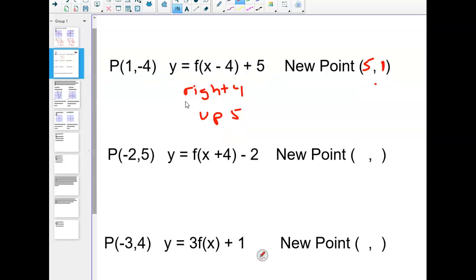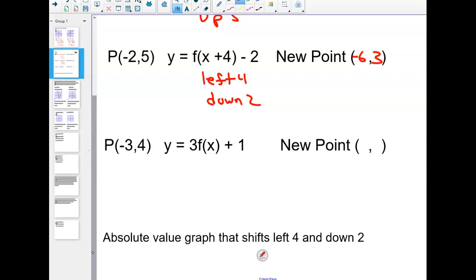So in terms of this one, what makes the parenthesis equal to 0? Negative 4. So that means we're going left 4. And we're going down 2. Okay? So left 4 from negative 2 is negative 6. Down 2 from 5 is 3. That's my answer.